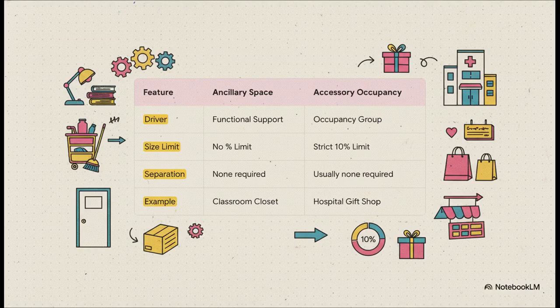Let's just walk through this table real quick. The main driver for ancillary, functional support. For accessory, a different occupancy group. What about size limits? Ancillary doesn't have a specific percentage limit. It's just whatever makes sense for the building's program. Accessory, you know it, that strict 10% rule. Fire separation, generally neither of them requires it on its own. And those examples just nail it home. A storage closet in a classroom is ancillary. A small gift shop in a hospital is accessory.